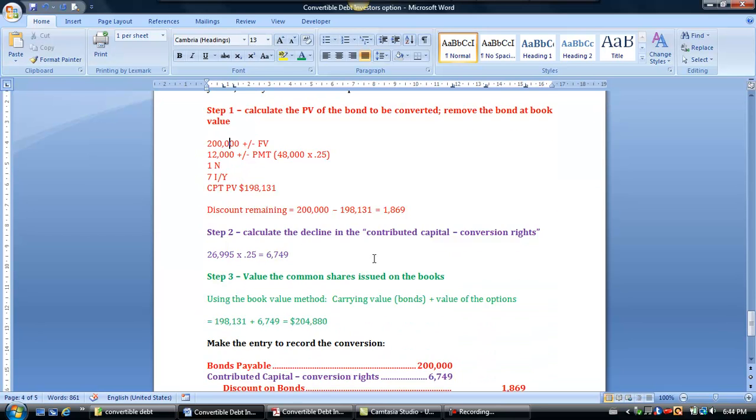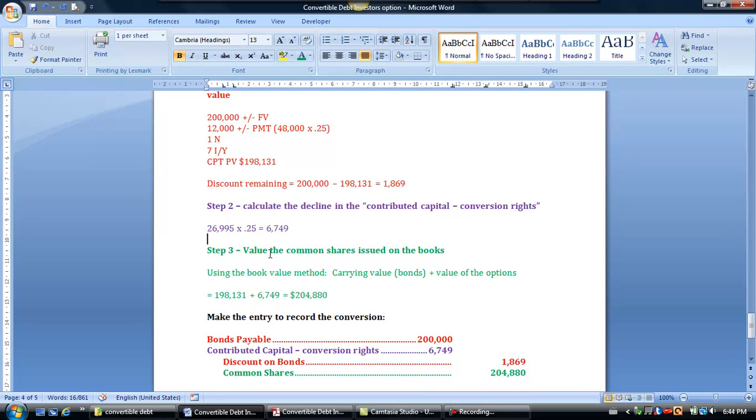Well, don't forget, if I call that step 2, I know that the conversion rights when I booked them were at 26,995. Well, I'm getting rid of 25% of the bonds, which means I'm converting 25% of those bonds, but I'm also using the rights to do it. So 25% of the value of the rights comes off the books at 6,749. Now what I have to do is credit the common shares that I'm going to issue on my books. So I have to give that amount of value.